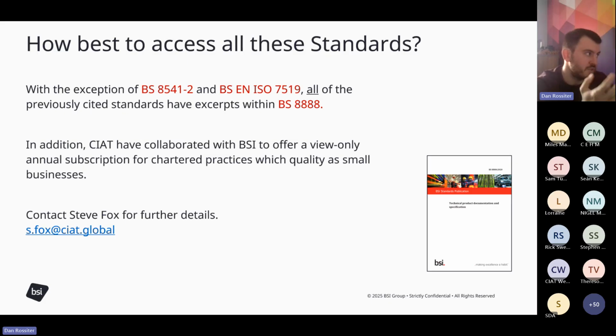of things. The first is that the best standard that we have ever published from BSI, in my opinion, is BS 8888. The screenshot of it at the bottom there, Technical Product Documentation and Specification. It's a 300-page standard, and it's basically the Bible that sits in almost every engineer's office, because it has small excerpts from almost all those standards I talked about and even more.